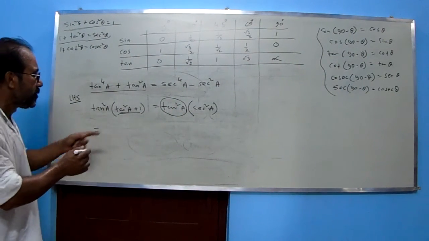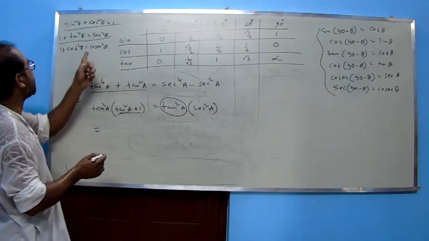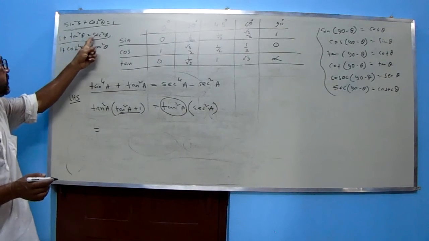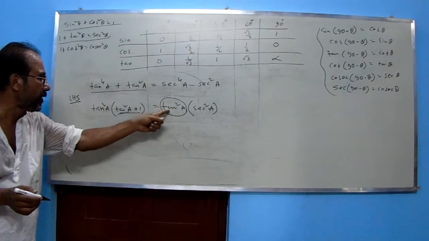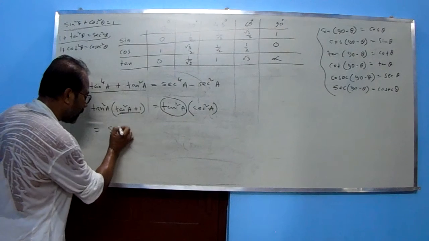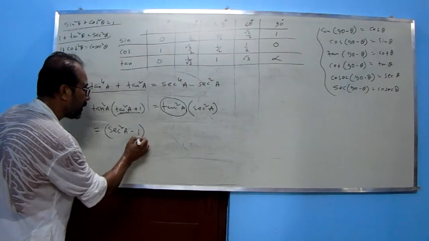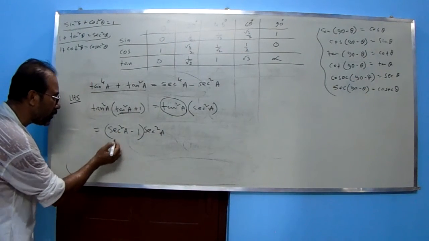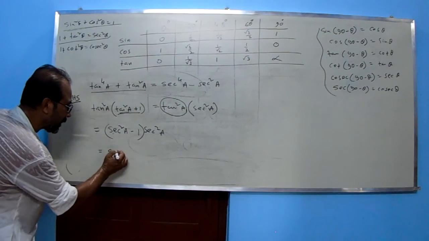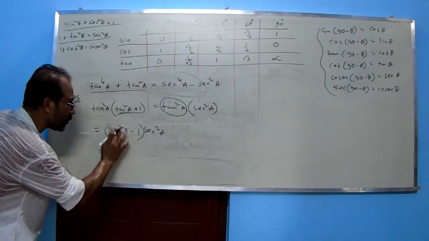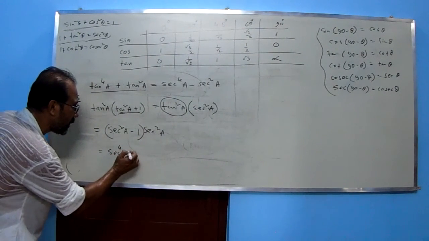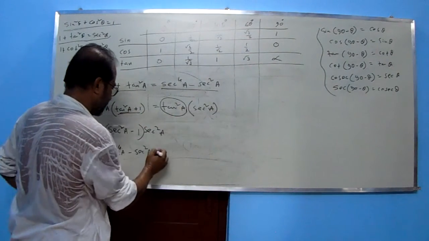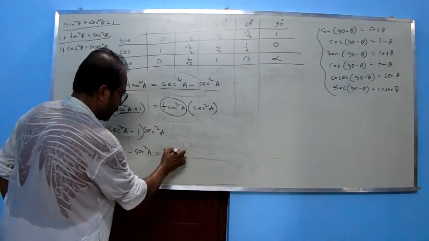How? In place of tan square, I can use 1 plus tan square theta equals sec square theta. So tan square theta means sec square theta minus 1. So in place of tan square a I can write sec square a minus 1, multiplied with sec square a. So sec square a multiplied with sec square a minus 1 gives sec to the power 4a minus sec square a. This is the RHS. Proved.